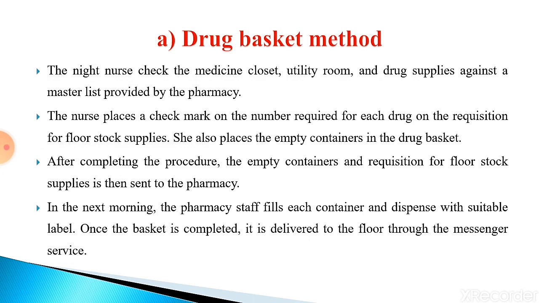In this method, the night nurse checks the medicine closet, utility room and drug supplies against a master list provided by the pharmacy. The pharmacy provides a list including the medicines, utility room requirements and the drugs which are supplied to the nursing station. The night nurse checks the list and marks a tick on those which are available. The nurse places a check mark on the number required for each drug on the requisition for flow stock supplies. She also places the empty containers in the drug basket.